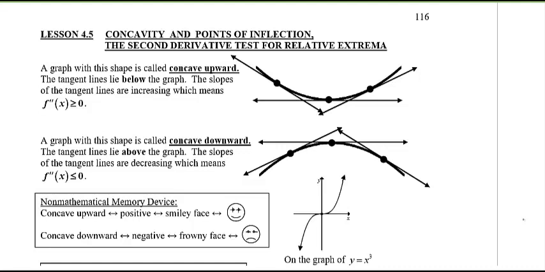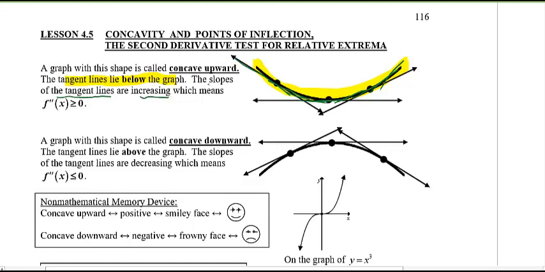A graph with this shape that you see here is called concave upward, or concave up. Notice for graphs of this shape, the tangent lines always lie below the graph. And look at what happens to the slope of the tangent lines as we go from left to right. Very negative, not so negative, not so negative, flat, getting positive, positive, more positive, more positive. So I hope you can see that the slopes of the tangent lines are increasing.